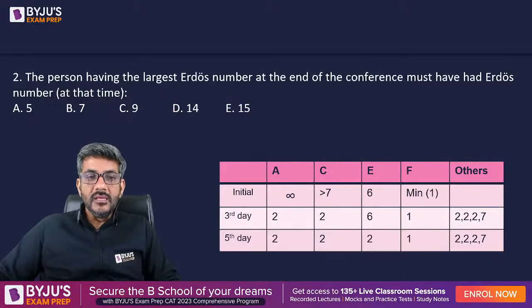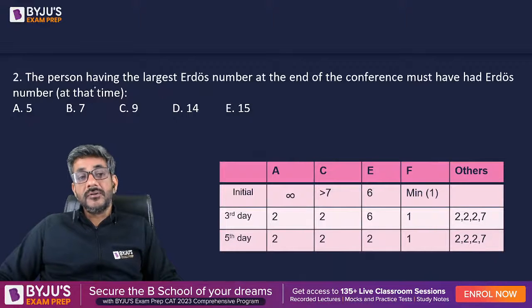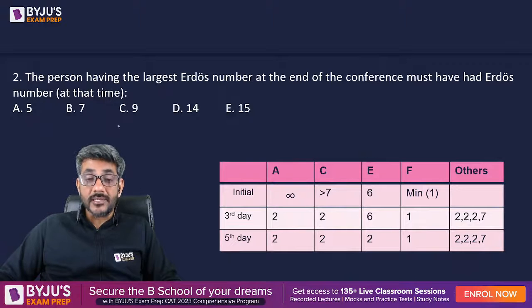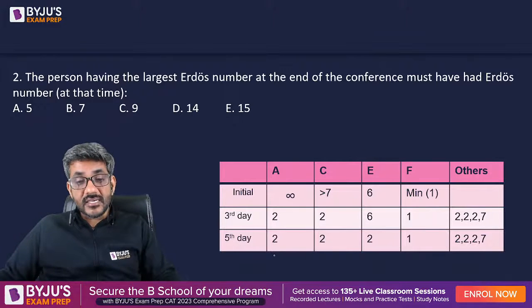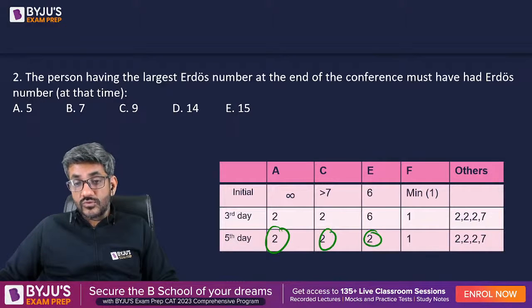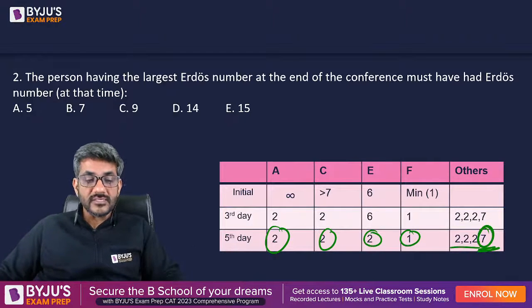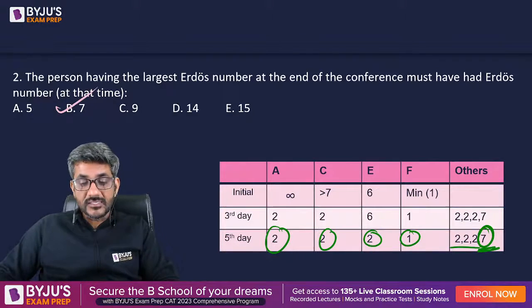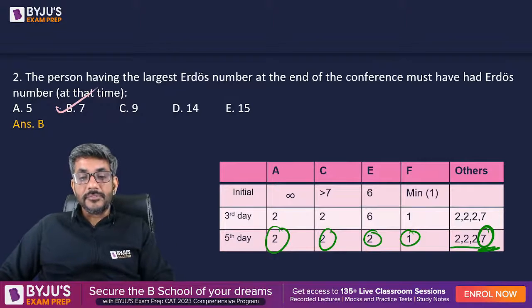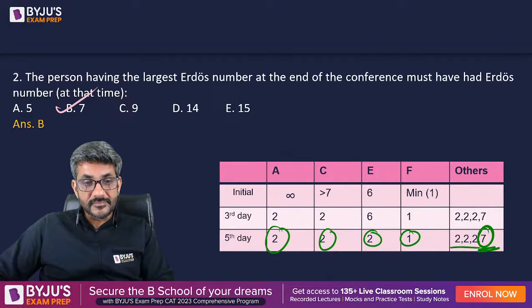Question number 2. The person having the largest ADOS number at the end of the conference must have the ADOS number at that time. Largest ADOS number at the end किसका है? 2, 2, 2, 1, 2, 2, 2, 7. The largest ADOS number at the end of the conference must have been 7. So my answer for this question is option B, that is equal to 7.